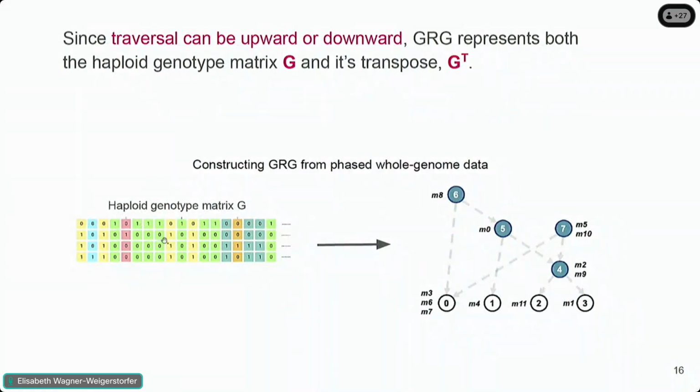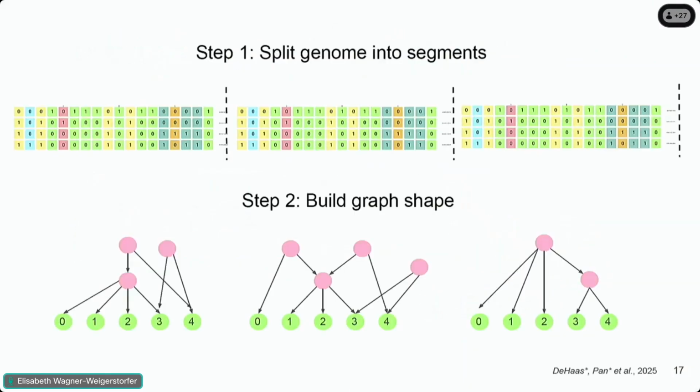So we start with this phased genotype matrix, and we want to construct this graph. Briefly speaking, we first split the genomes into different segments, and each part is not too long. Then within each split, we build a graph shape based on sequence similarity, which means that a more similar sequence would tend to have a node above them that's closer to them, and a more different sequence would be further away on this graph.